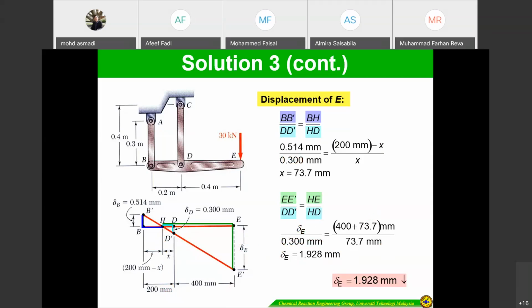So you have to master this type of method, or how to use the ratio or geometry. Okay, you have to remember this one.